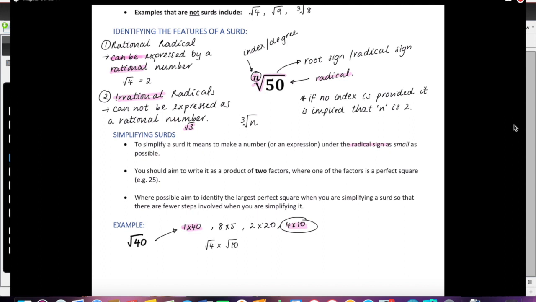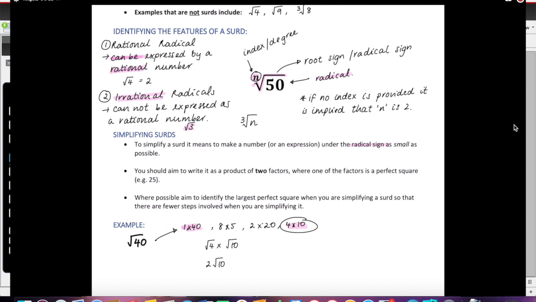Now if I simplify each of these on their own, the square root of 4 does simplify to 2. Now the square root of 10, if I rewrote that as a product of two factors, unfortunately neither of them actually work out to be a perfect square. So it'll just send you back into a loop where the smallest number you actually get is the square root of 10. So I'm just going to write 2 times the square root of 10.